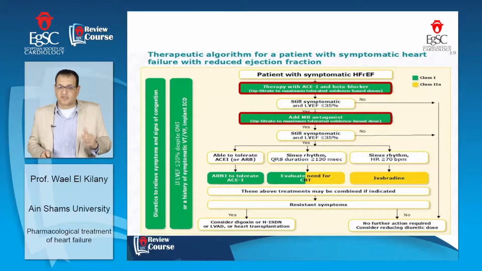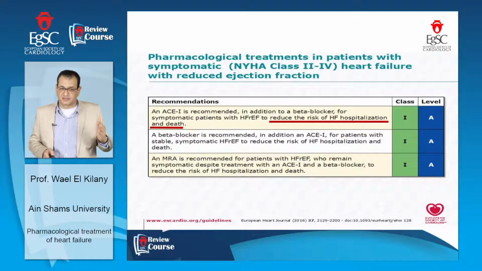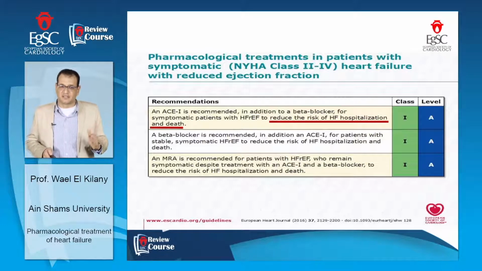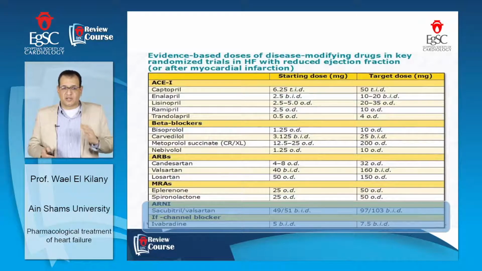Why do we use these drugs and why are they on the top of the list? Because these three drugs, beta blockers, ACE inhibitors, and MRA antagonists decrease mortality. So they are all given class 1A as we can see here. Let's take a look at the dosing.